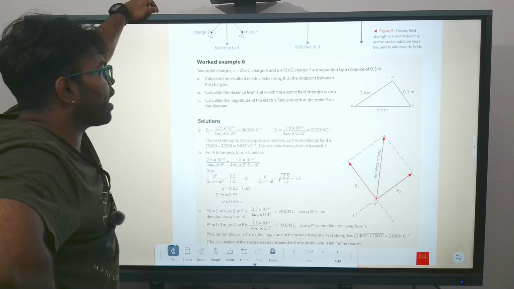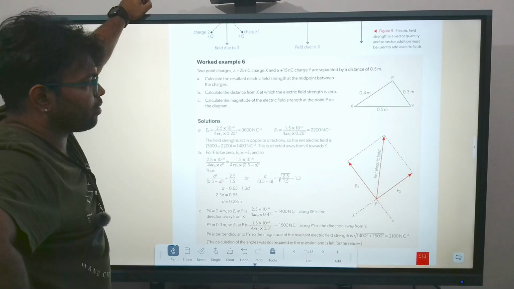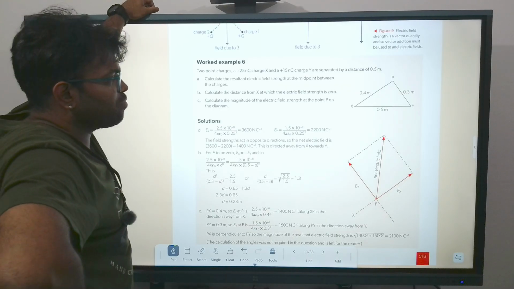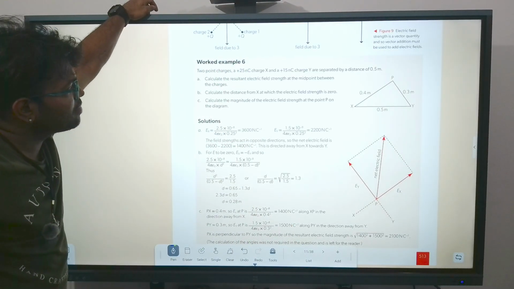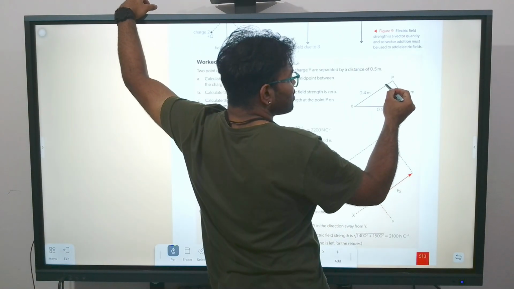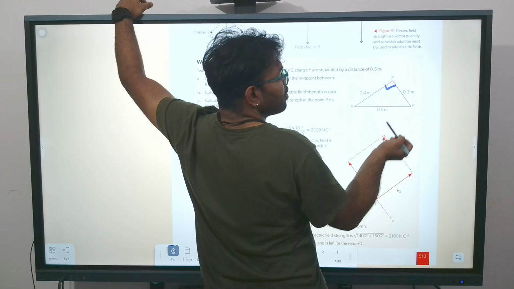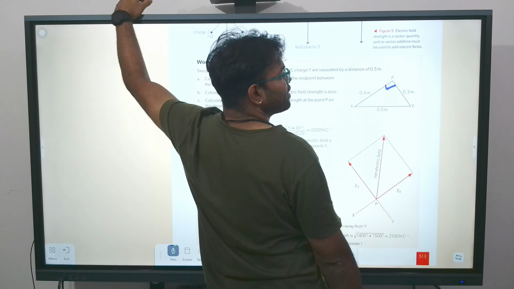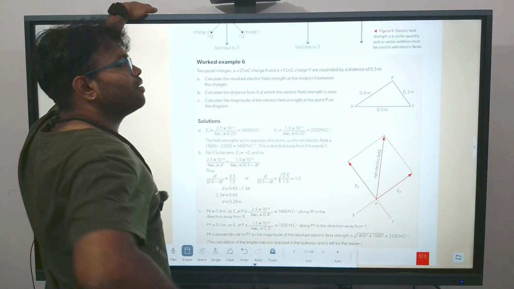So we have to find the magnitude of the electric field at the point P on the diagram. Okay, so at this point P, what is happening here? They haven't given us any angles, right? Oh yeah, they have given us the angle. This is 90 degrees because 3, 4, and 5. Sorry, 3, 4, and 5 Akshay. It's a right angle triangle.